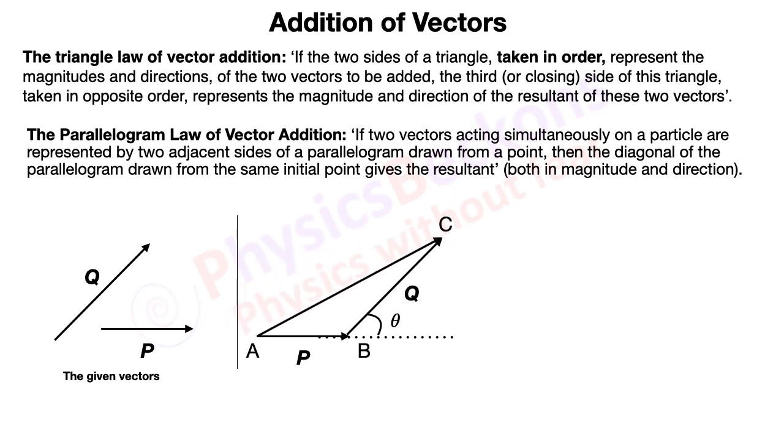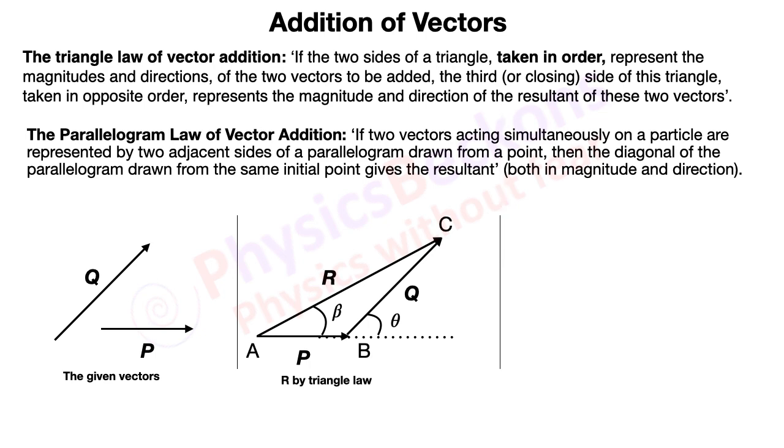This closing side AC, that is the closing side of the triangle or the third side of the triangle, in opposite order. Please don't take CA, it has to be opposite order AC. Represents the sum of the two vectors. This is addition of vectors by triangle law. R is the resultant. The direction of resultant is given by this angle. We can write it as beta.